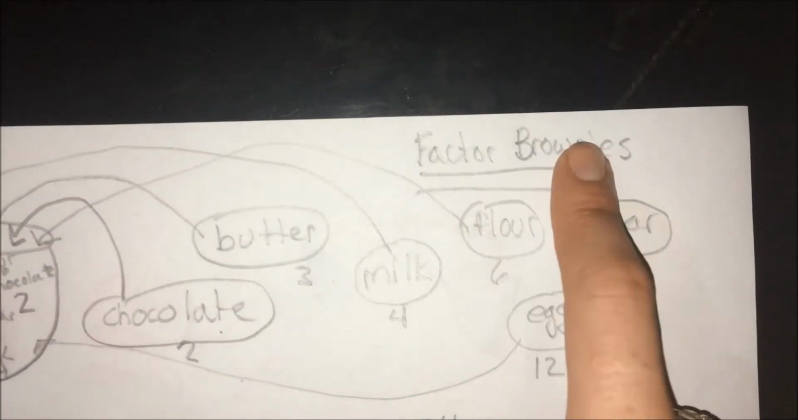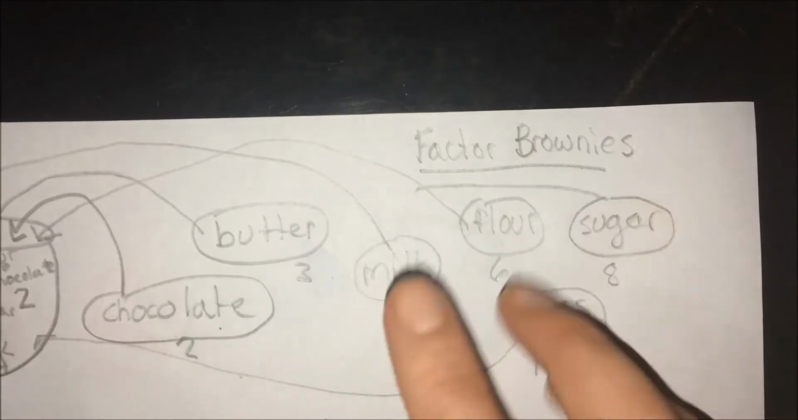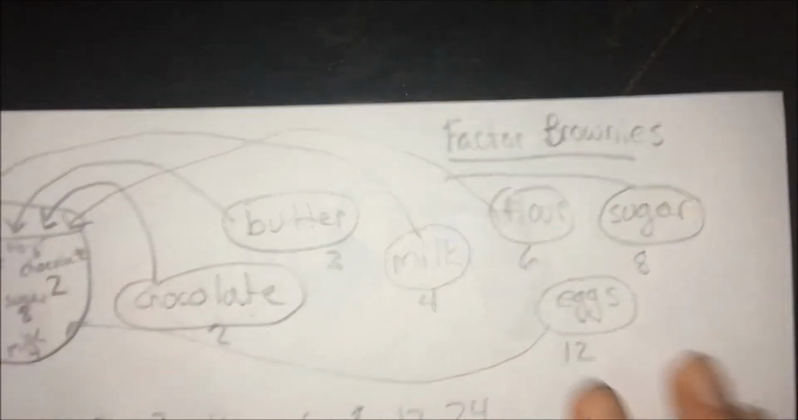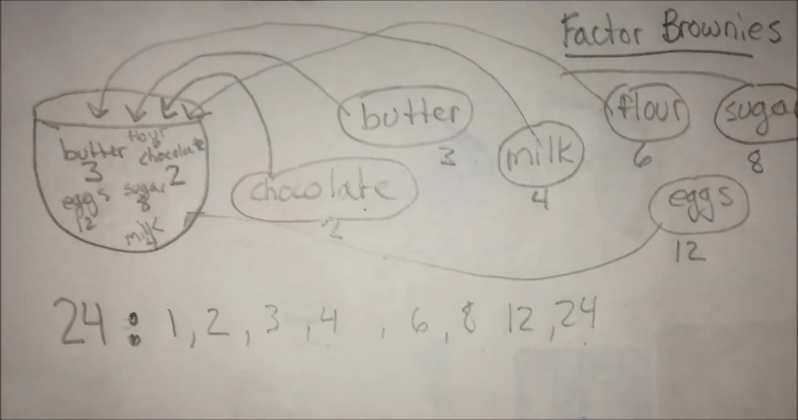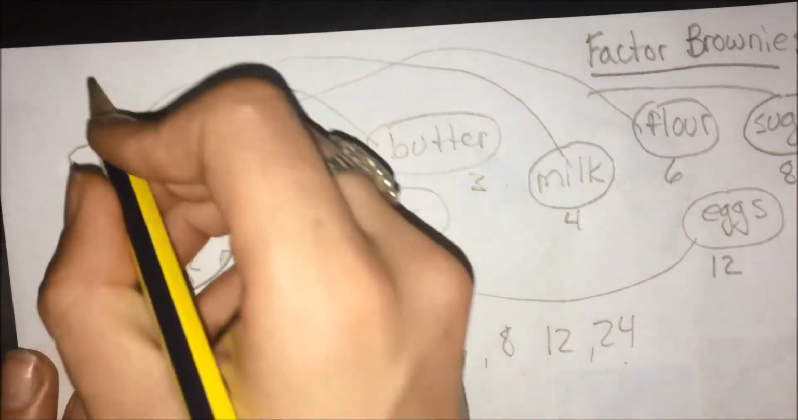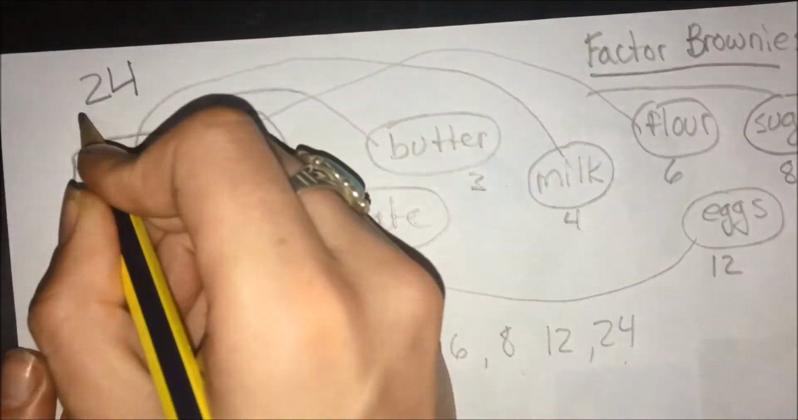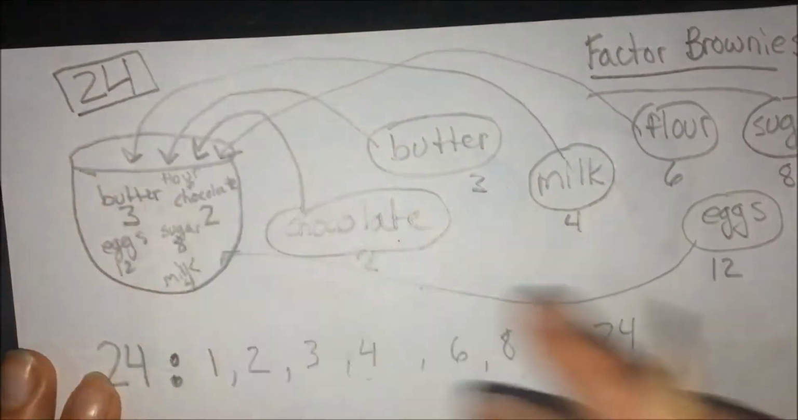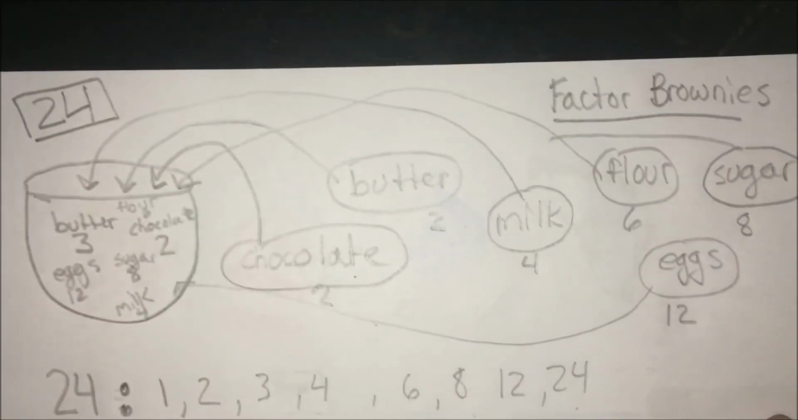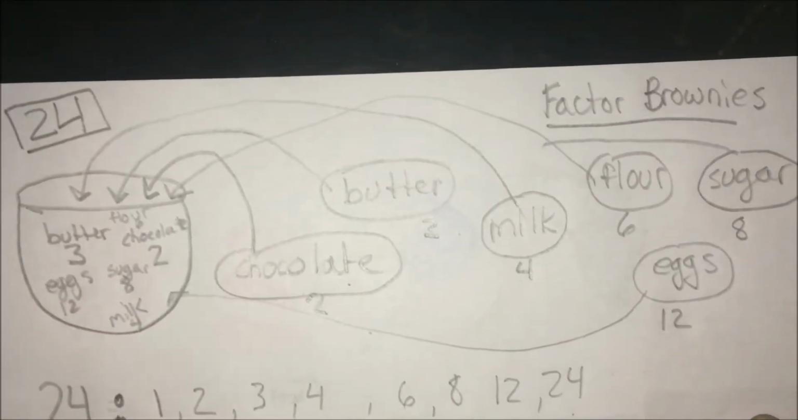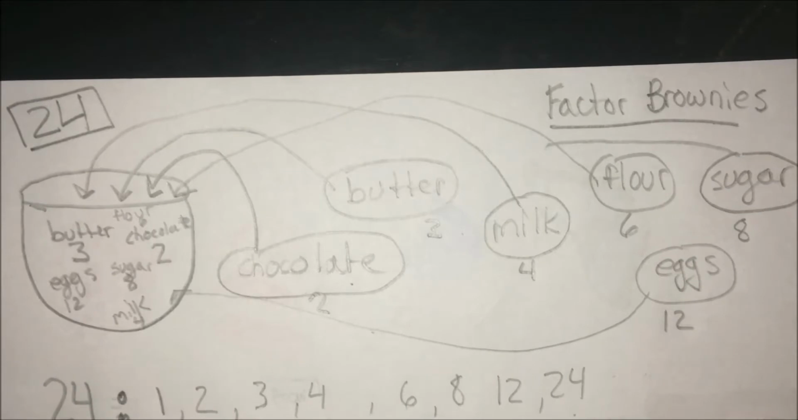When I think of factors, I think of brownies. Follow me. Factor brownies. We're going to think about the number 24, and think about 24 as a batter of brownies. How do you get 24? What numbers go into 24 by multiplying to make 24?